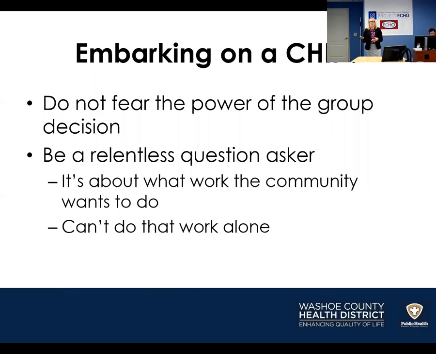And be a relentless question asker. So it's really about what work the community wants to do, because you cannot do this work alone. So really get those stakeholders and get those community members around the table and engage them in this process.